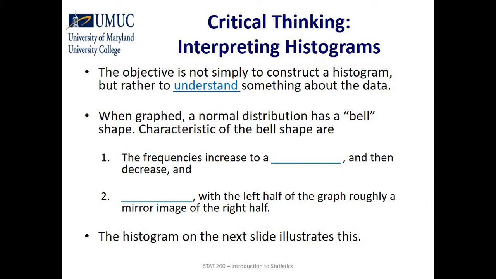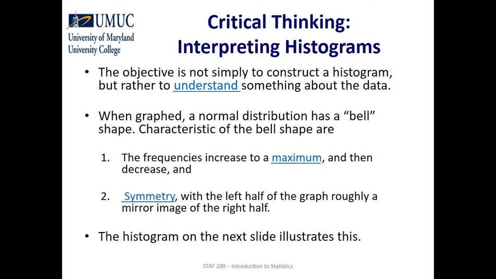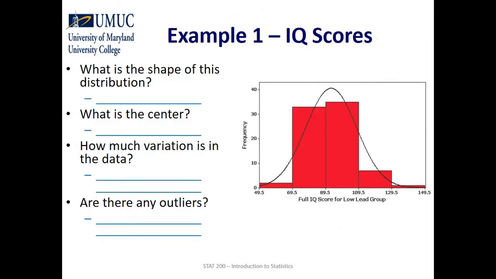Characteristics of the bell shape, we talked about this a little bit in the last couple lectures. The frequencies increase to some maximum value and then decrease. There's symmetry, with the left half of the graph roughly a mirror image of the right half. And I drew one of these last time, and now I'm going to show you a graph of how a bell would be overlaid over a histogram to kind of show, all right, well maybe this information is normally distributed.